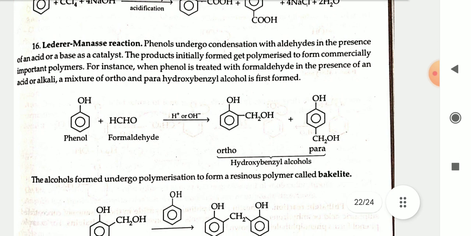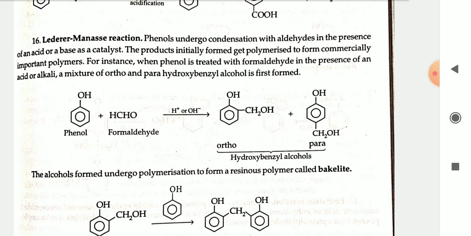16. Lederer-Manasse reaction. Phenol undergoes condensation with aldehyde in the presence of an acid or base as a catalyst. The product initially formed gets polymerized to form a commercially important polymer. For instance, when phenol is treated with formaldehyde in the presence of an acid or alkali, a mixture of ortho and para hydroxybenzyl alcohols is obtained. Phenol plus formaldehyde forms ortho and para hydroxybenzyl alcohol. The alcohol formed undergoes polymerization to form a resinous polymer called bakelite.